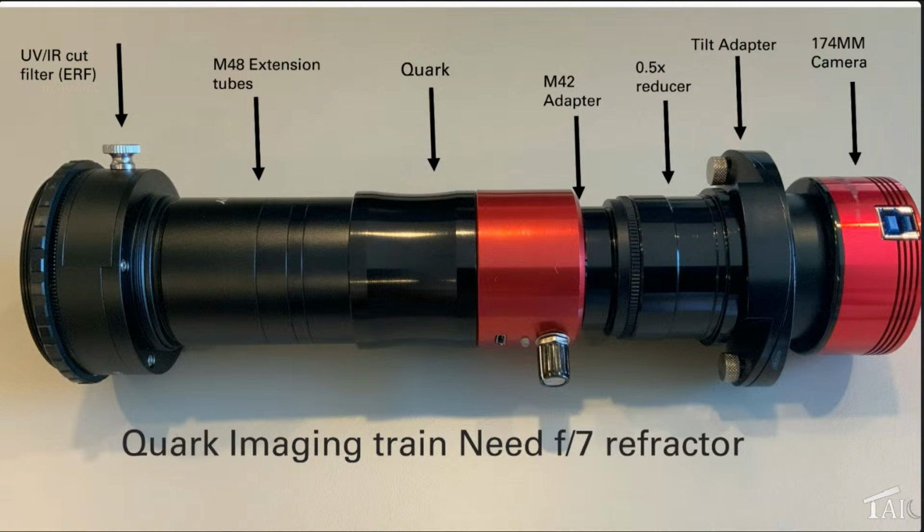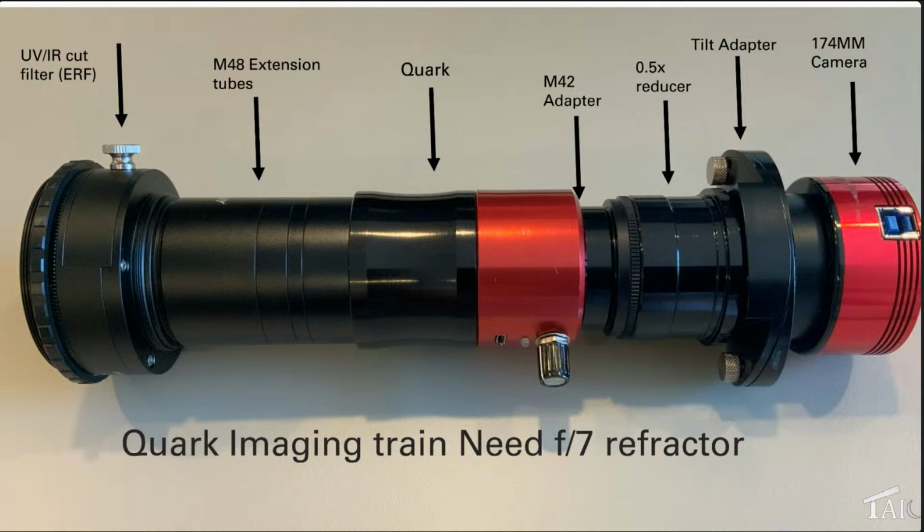And I also have a tilt adapter. Because the Quark has a built-in 4.3 times Barlow, you can get Newton's rings, which is an artifact of rings. By tilting your sensor a bit, you can get rid of Newton's rings. I'm not super crazy about the DayStar tilt adapter.